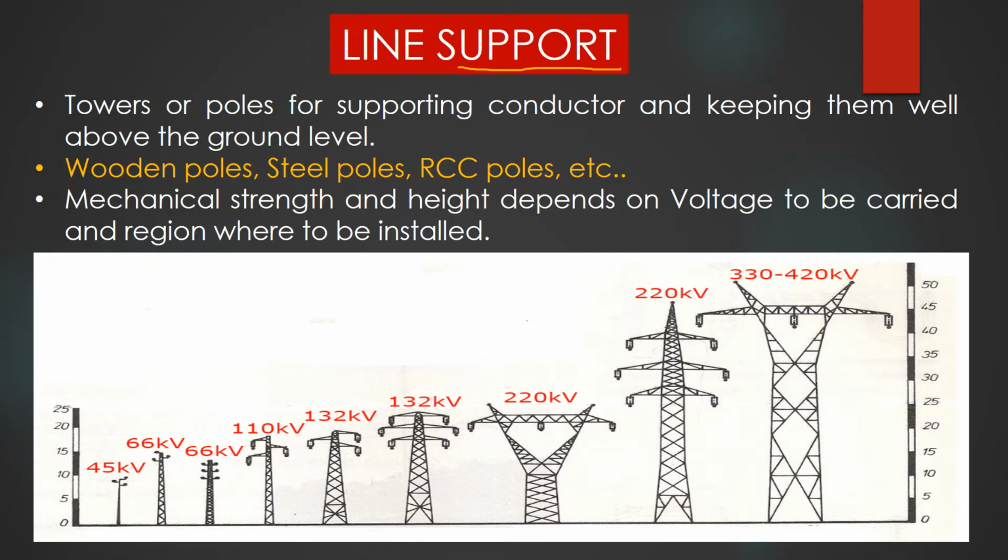Line support. These are basically the poles or the towers which are used for carrying the conductor forward so that the power can be transmitted over a long distance. The function of line support is not only to support the conductor but also to situate them well above the ground. The height and the mechanical strength of these towers depend upon the voltage that they are carrying, and also the place where they are being installed.